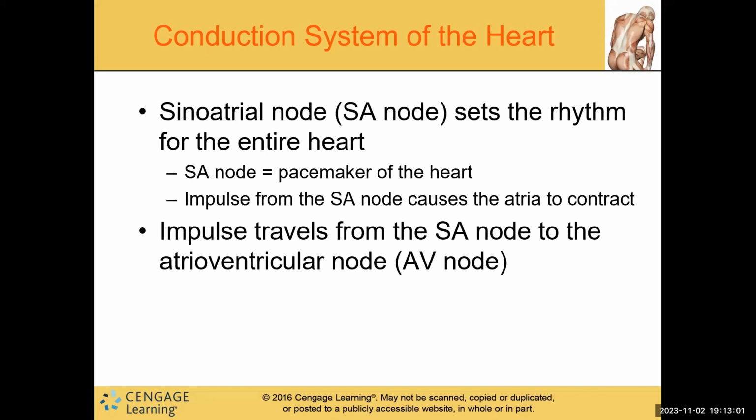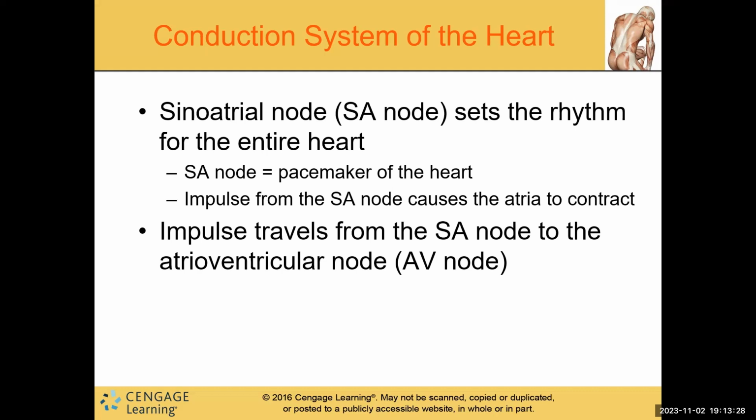You've heard of artificial pacemakers. Sometimes, especially in older people, the node doesn't work well, so they have to implant a little electronic pacemaker that gives a little electrical pulse every little bit to get the heart pumping, to help it pump. But normally the SA node works on its own, and it causes the atria to contract.